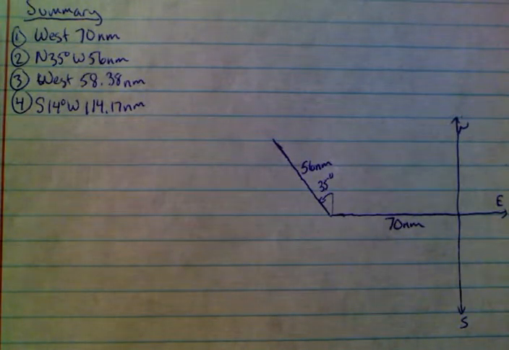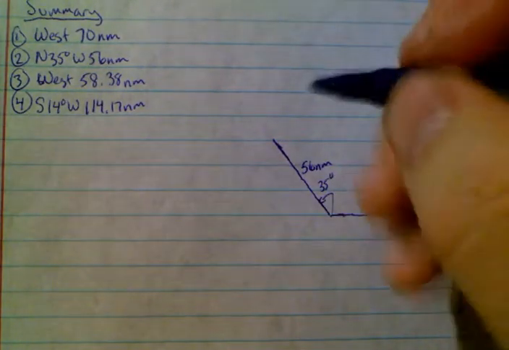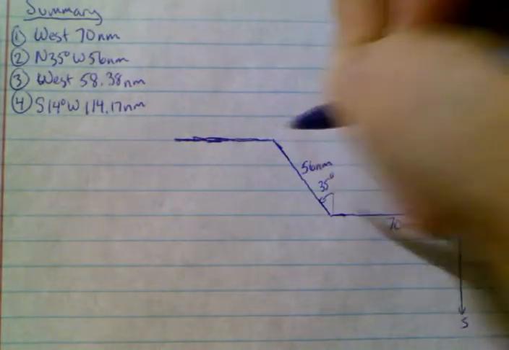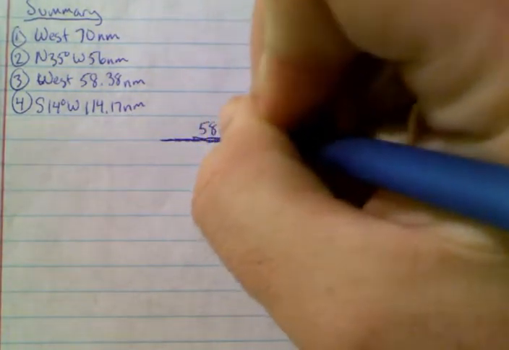If that's 56 nautical miles, I know that at that point I now have to go west for 58.38. 58.38 will look very similar in the west direction. Again, I'm getting all this from my summary. So 58.38, a little bit farther. All from my summary, 58.38 nautical miles in the west direction.